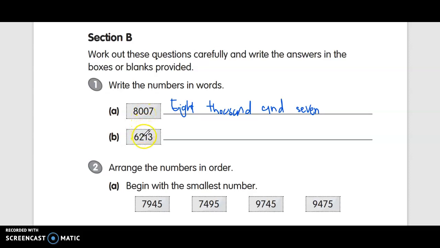Okay, next, 6,213. So again, 6, this one, 1,000, I'm not going to write. Okay, you write on your own. 6,000, before I write 200, you must add a comma. Okay, 200, I'm sure all of you know how to spell. Now, the common mistake among all of you is actually the spelling for 13. T-H-I-R-T-E-E-N. 13.